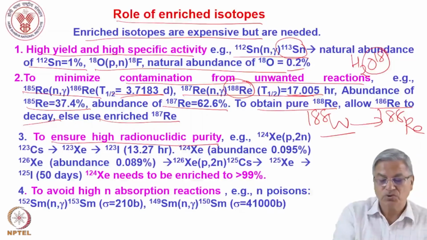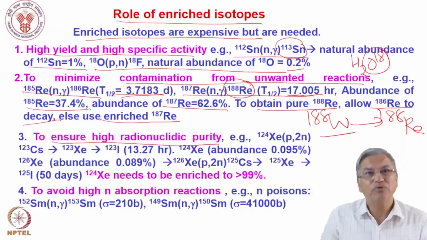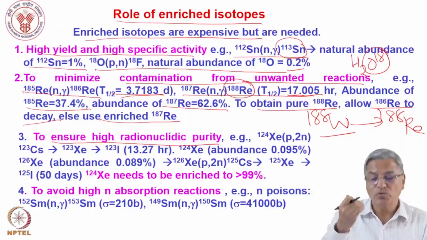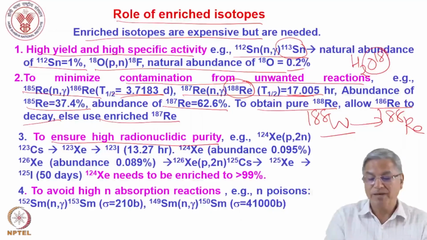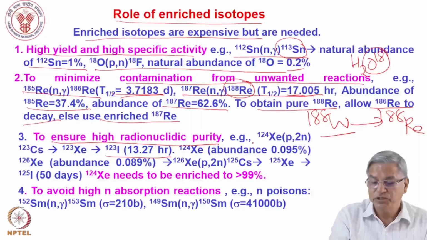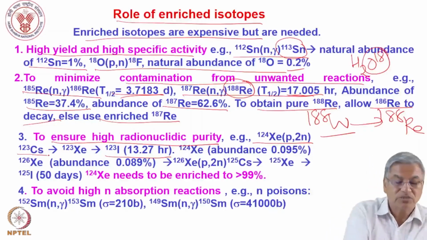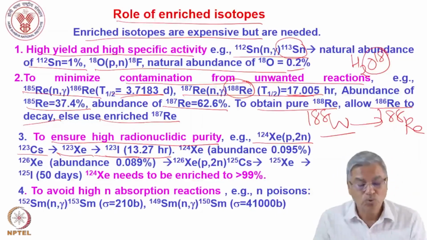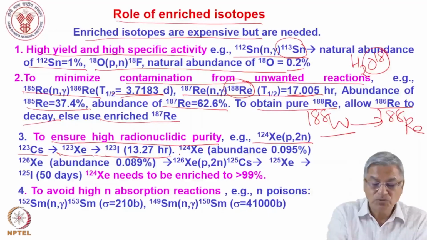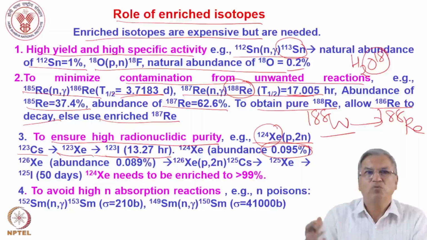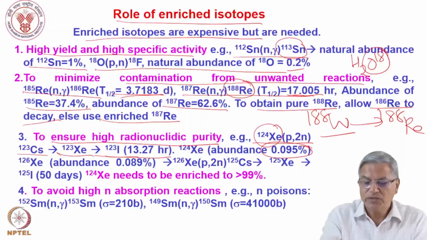Similarly, again here also it is similar to that. Radionuclidic purity means the sample should be pure with regard to a particular radioisotope, and there can be parallel reactions. For example, you want to get iodine-123, you irradiate xenon-124 by the (p,2n) reaction, giving cesium-123 going to xenon-123, and then by electron capture it goes to iodine-123. But the abundance of xenon-124 is only 0.095%. So if you irradiate natural xenon, it has very low abundance, and so you get very small activity.